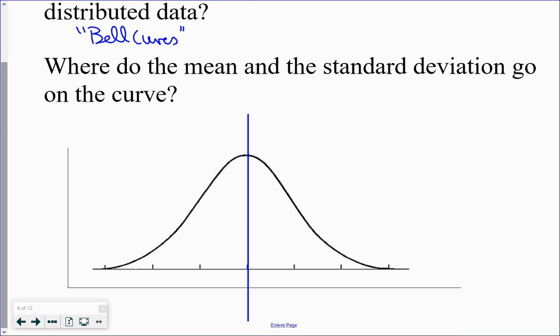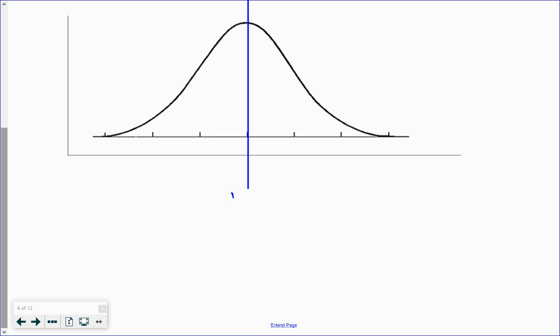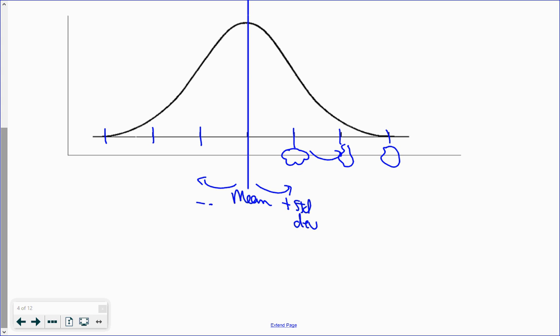So where do the mean and the standard deviation go on a bell curve? Well, the mean is always the one in the middle, okay? And then we always go 3 jumps up and 3 jumps down. How you figure out the numbers that go here is you add the standard deviation to each one of these going up, and then coming down, you minus the standard deviation to get each one of these.